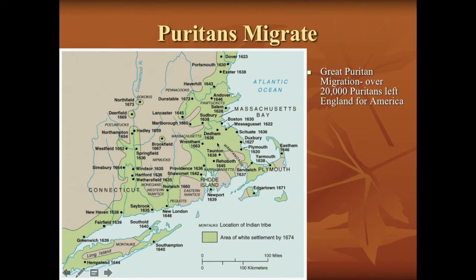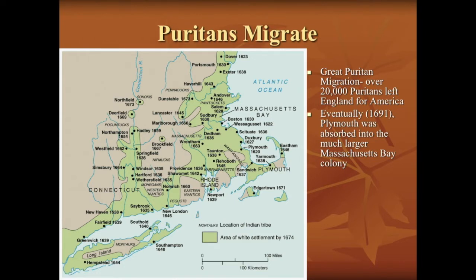They're going to want even more land, and that's, of course, going to create conflict with the Native Americans who were there first. Eventually, Plymouth is going to be absorbed into Massachusetts Bay. Massachusetts Bay was much bigger. It had tens of thousands of Puritans there, and Plymouth really had no real choice but to join up.